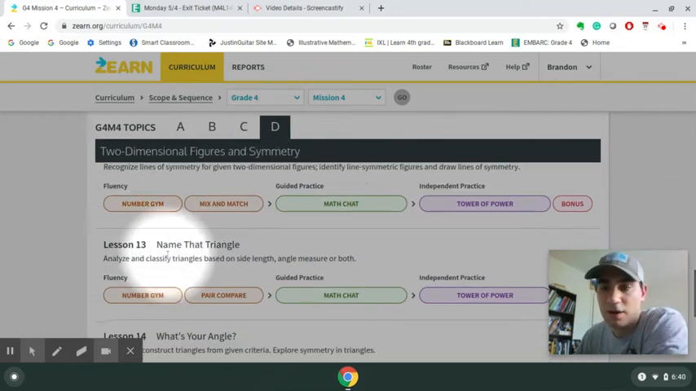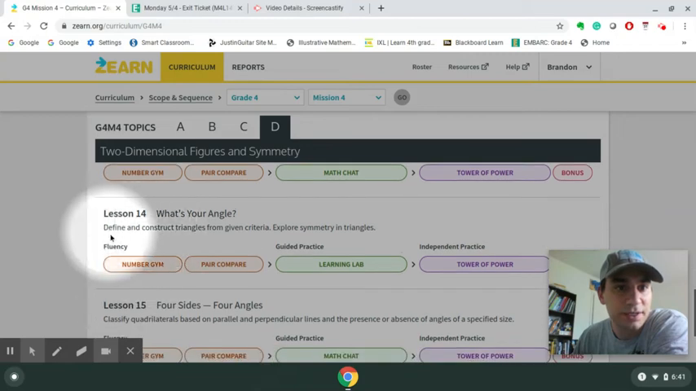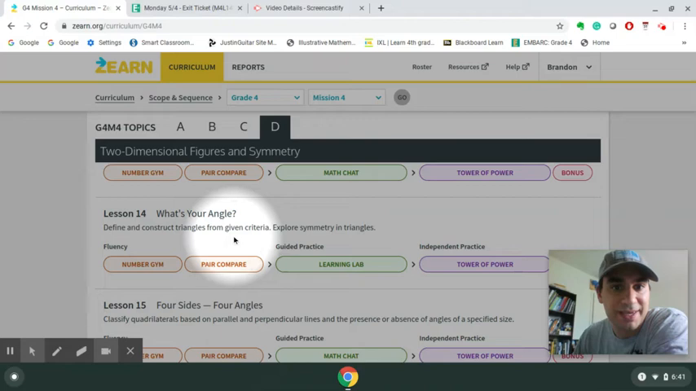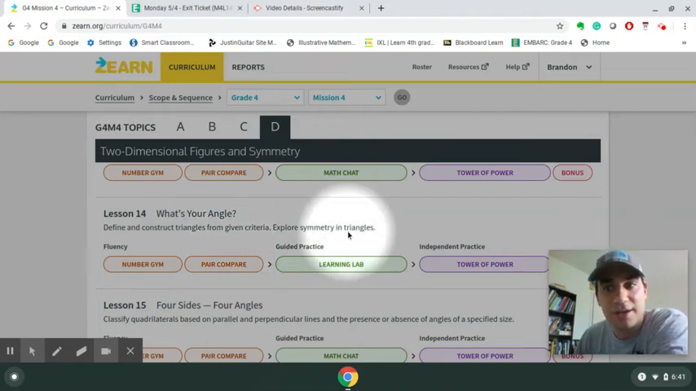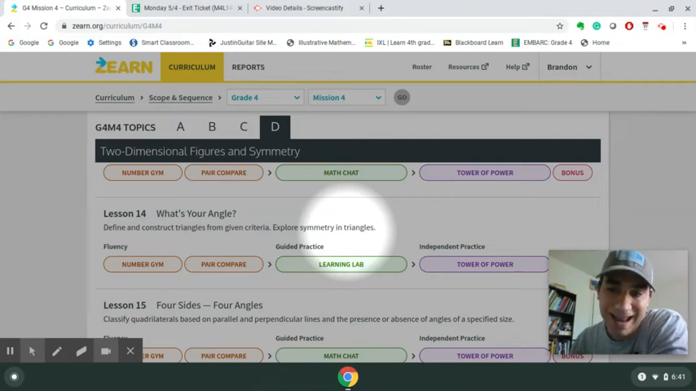Let's go ahead and read our objective for today. Our objective is students will be able to analyze, I was on lesson 13. Students will be able to define and construct triangles from given criteria. Explore symmetry in triangles. Okay, so we're going to continue to explore symmetry. I think a lot of you guys, if you felt really comfortable and successful in the last lesson, you're going to feel great with this lesson. It's sort of an extension of what we learned last week.